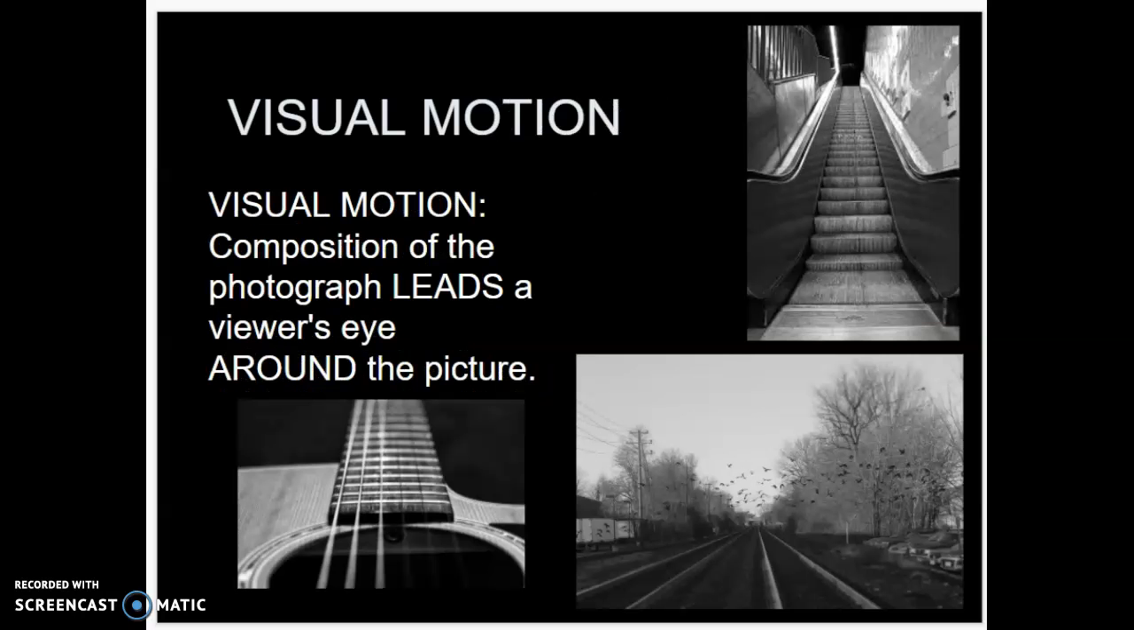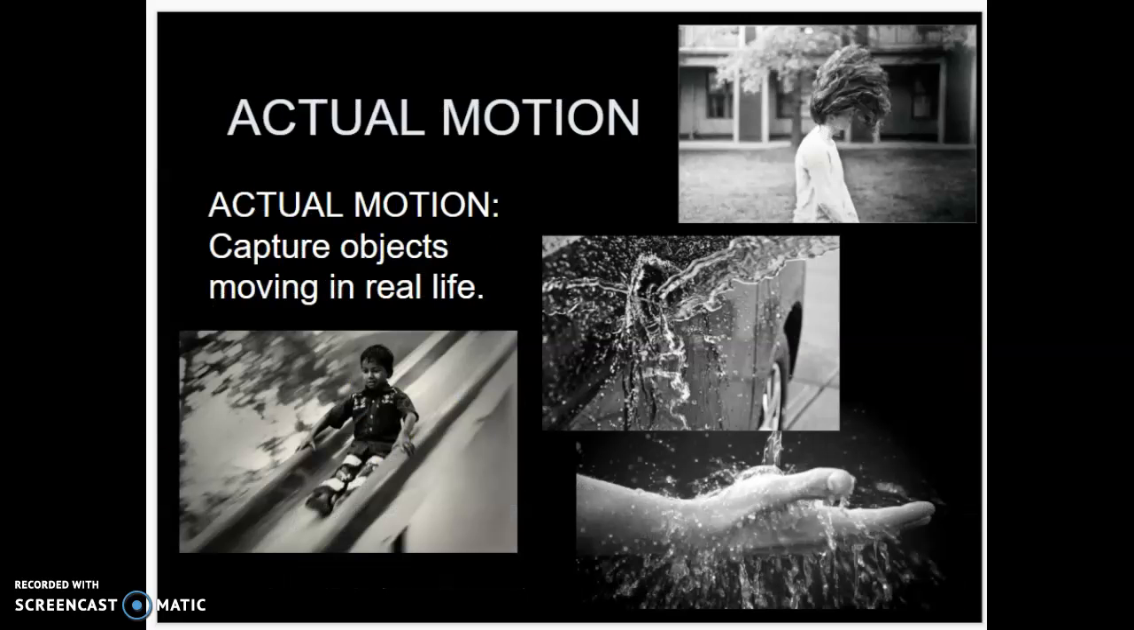Visual motion or visual movement, you can think about how the composition leads a viewer's eye around the picture. Maybe if you look at this guitar, you start by looking down here at the strings and then follow your eye up. Maybe over here you look at the birds first and then you follow the train tracks down. The composition leads the viewer's eye around the picture plane. And so that can be an example of visual motion.